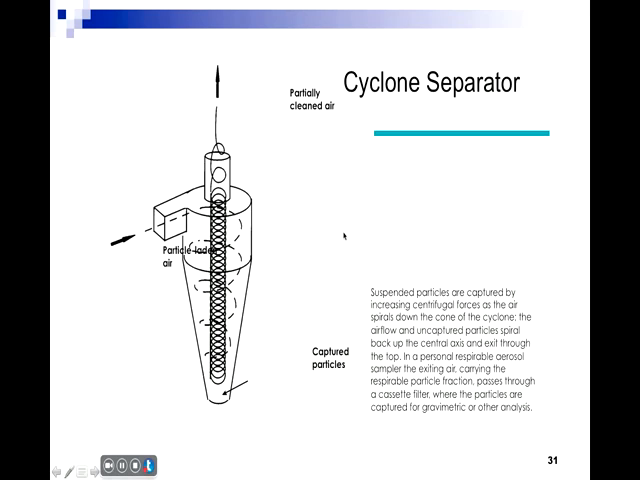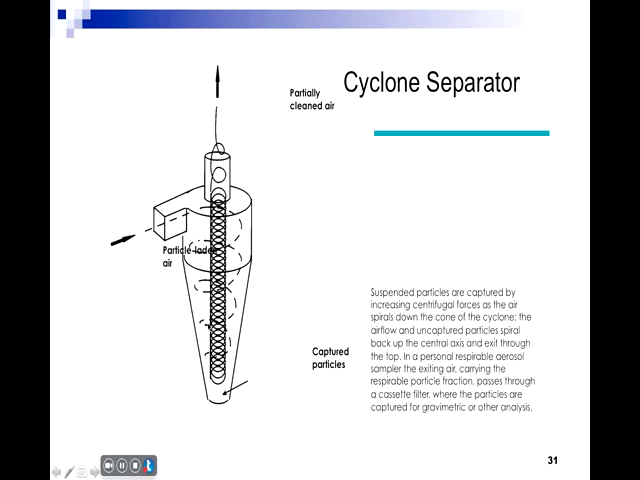And this is a cyclone separator. This is probably the most common type of respirable sampling device, and what it relies on is centrifugation. What will be happening is that you'll be pulling in dirty air here, where this arrow on the left is. It will enter this cyclone, and it will spin around much like the vortex of a tornado.